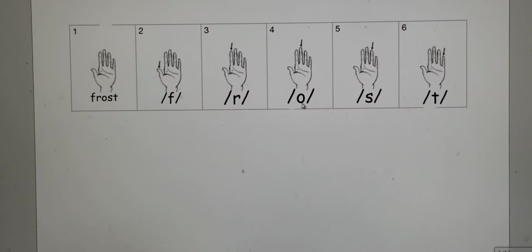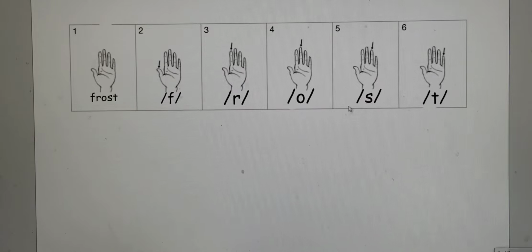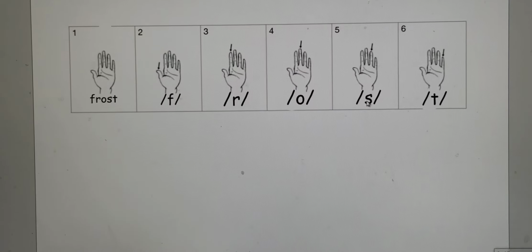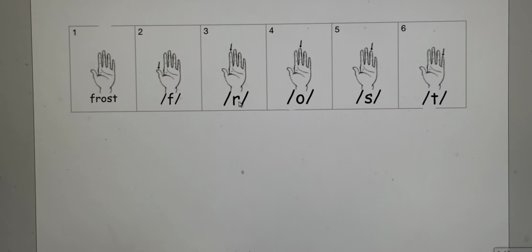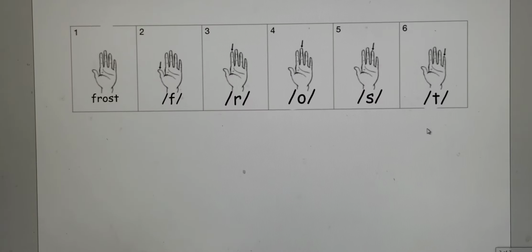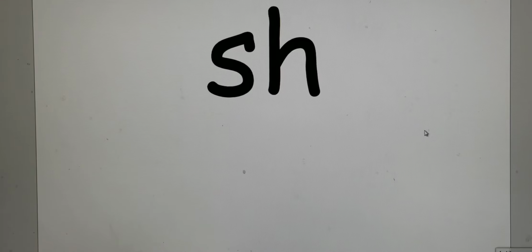Next letter, oh, great, boys and girls. And we have the sound. What letter is this? S. And what sound does it make? S. Great. And the last letter? You got it, linguists. T. And what sound does it make? T. Excellent. And when we put it together, we get frost. That's right, boys and girls. And that's what happens to water in the winter. It turns to frost. Great, boys and girls.